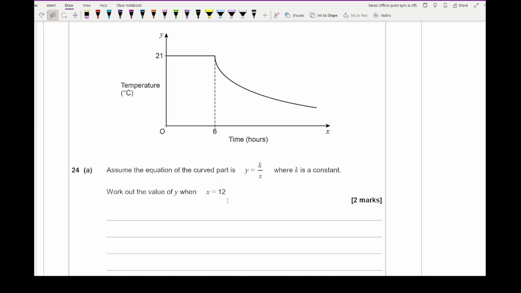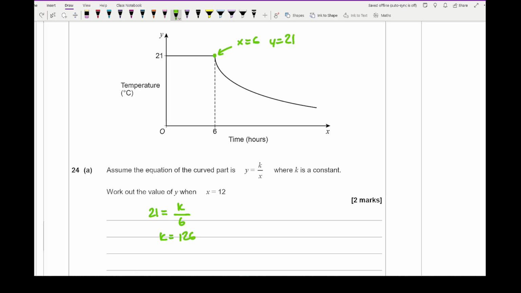So for this, we need to find the value of k first. Now to find the value of k, I'm going to use this point here, in which when x equals 6, y equals 21. So if I type in 21 equals k over 6, then k is going to equal 6 times 21, which gives me a value of 126.